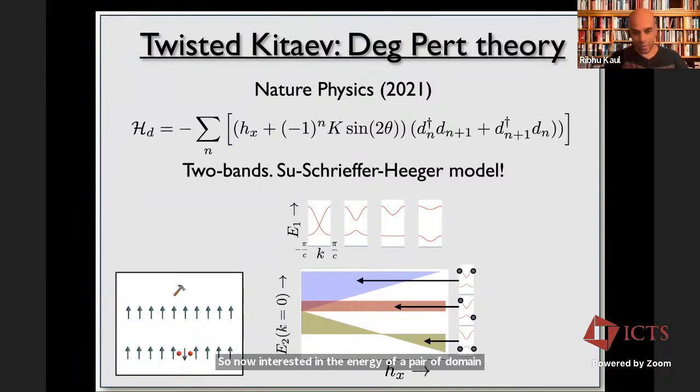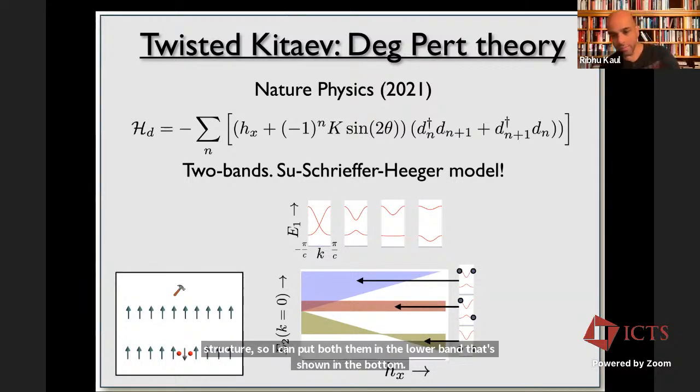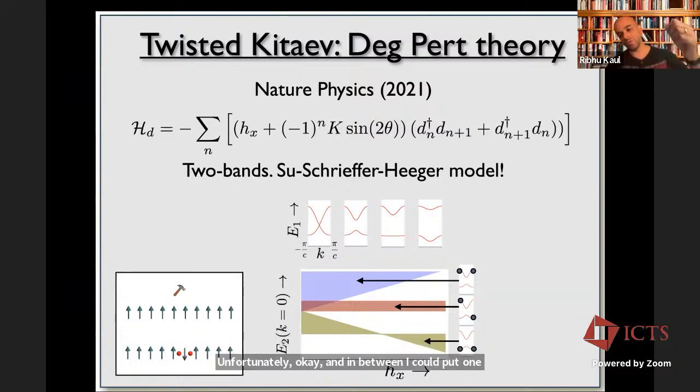And so I just take this E1 picture on top, and as it changes in transverse field, now I have to put 2 domain walls in this band structure. So I can put both of them in the lower band. That's shown in the bottom. Unfortunately, I don't have a pointer here. And in between, I can put one in the lower band, one in the upper band. And then there's a third branch of these excitations where I put both the domain walls in the higher band.